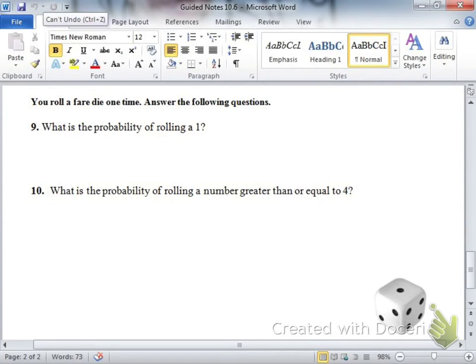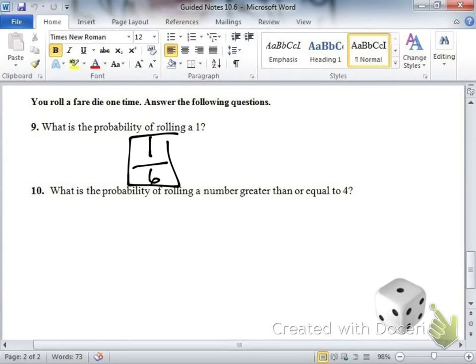Next, we are rolling a die. So dice means 2 or more, right? The singular of dice is die. So we're rolling a die, right? You shake it up and you throw it out there. What's the probability that you're going to roll a 1? So how many sides on the die have a 1 on them? 1. How many total sides are there? 6, right? Each number has a side. So the probability of rolling a 1 is 1 out of 6.